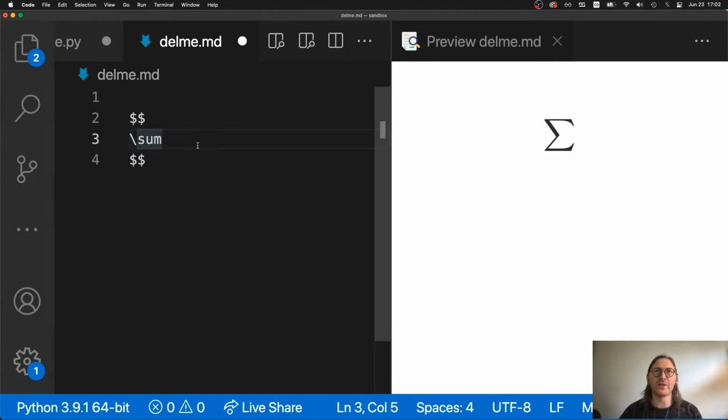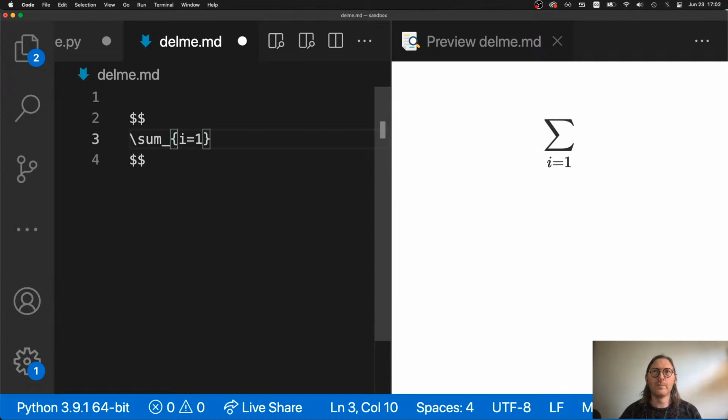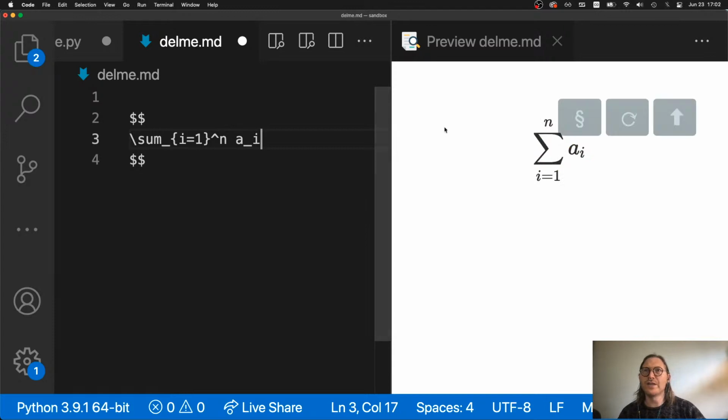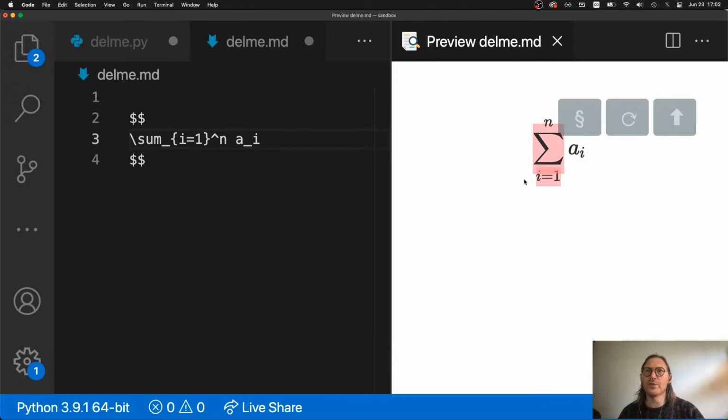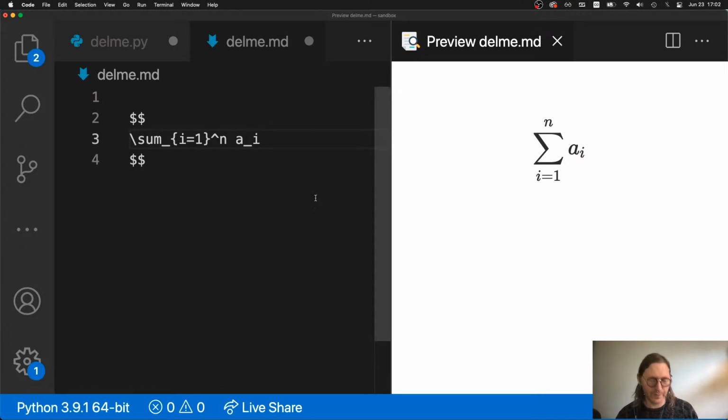So if I wanted to make something that looks nice, I would maybe say delme, and we'll start i at 1, and we'll go to n, and this is going to be a sub i. Now, is this going to copy well into Slack? I don't think it's going to do a great job, but let's see how it does. If I copy it directly, it looks pretty terrible, but what I can do is just copy this image directly. I'm pretty sure I can just do that and maybe paste that in, right? So that gives me some nice mathematical representation.